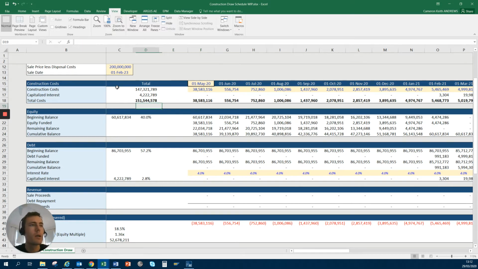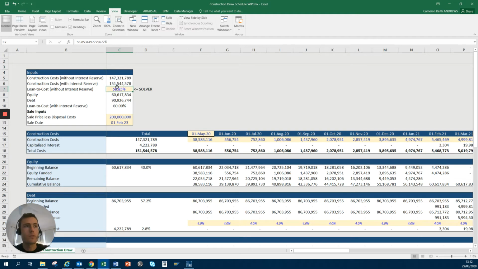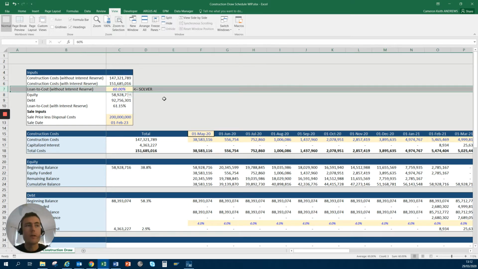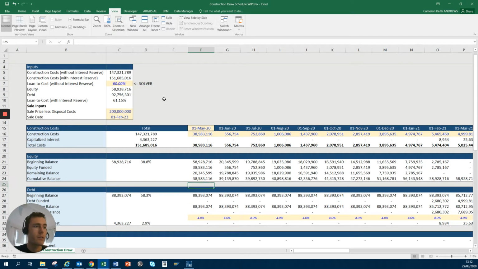So initially, if we were to just work through this in a typical fashion, you'd say 60% loan to cost of the interest reserve. This is how most models are done, and we'll see in a few seconds that it's not entirely correct. The whole purpose of this is really to calculate the true loan to cost.